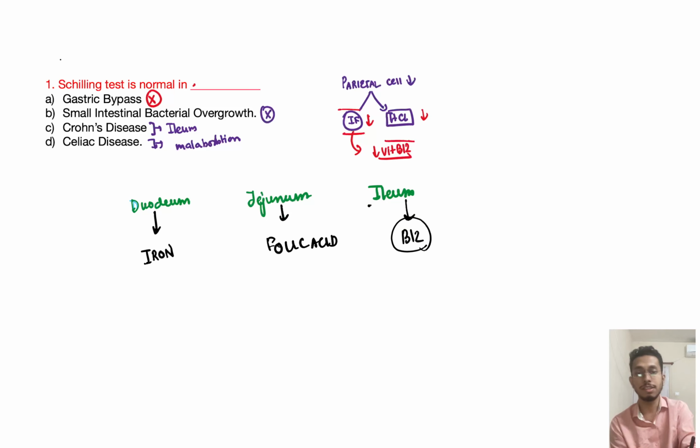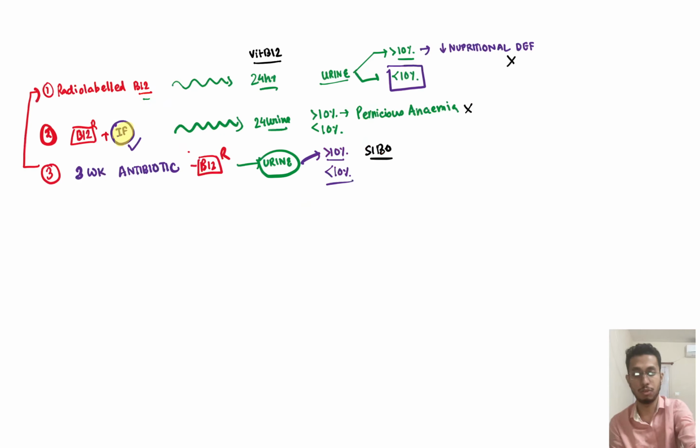Now, in Crohn's disease, the ileum is the part most commonly affected, in around 75% of cases. As the ileum is involved, obviously B12 absorption will be hampered in Crohn's disease. Therefore, in Crohn's disease also the Schilling test will be abnormal. So, a normal or near normal Schilling test can be seen in celiac disease. Okay, all right. Now, let us move on to the next question.